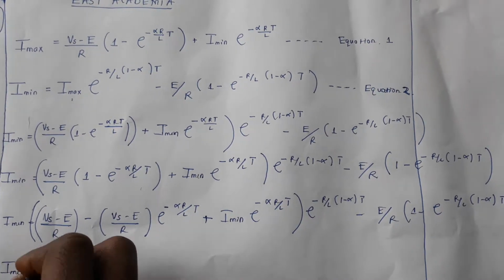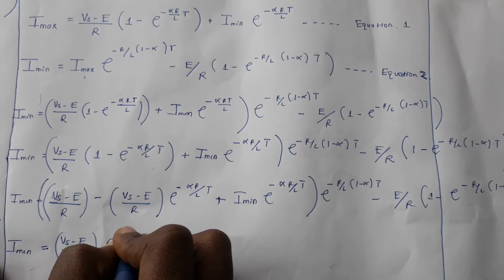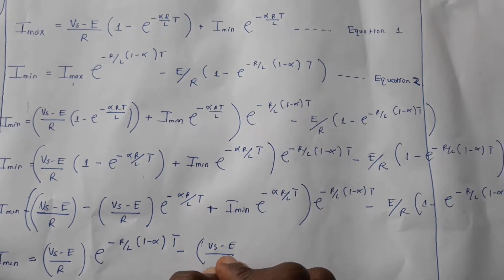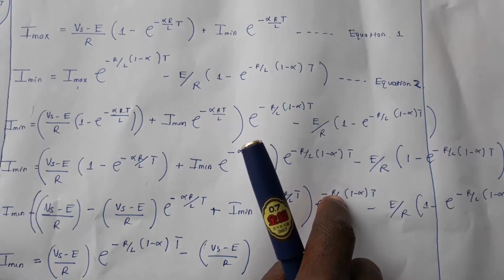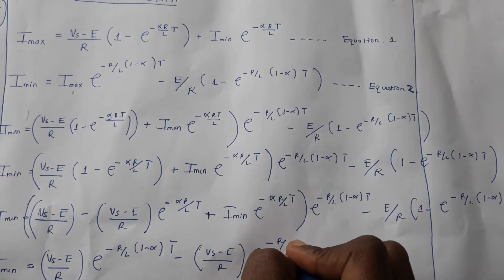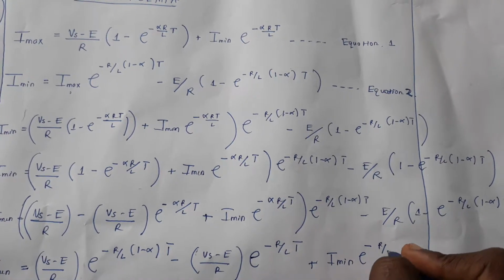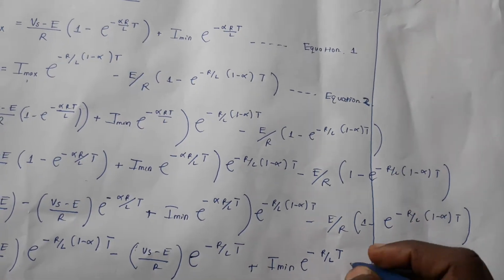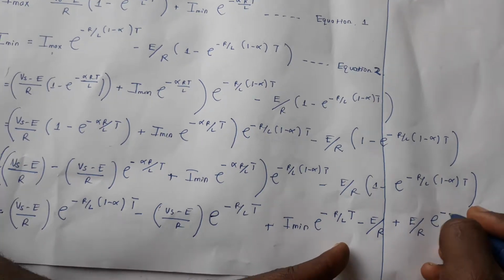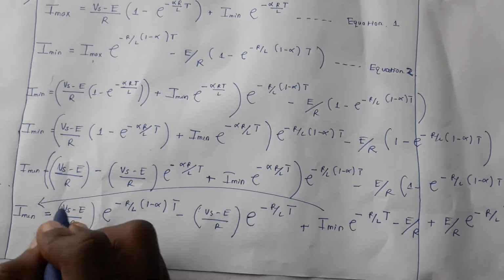Imin is equal to (Vs minus E) over R exponential minus R over L (1 minus alpha) T, minus (Vs minus E) over R. In this case you have this multiplied by this, which we've done in the previous video, and yields nothing but minus R over L T. Then plus this times this, Imin exponential minus R over L T. Then this we get nothing but E over R plus E over R exponential minus R over L (1 minus alpha) T. So we can take Imin to this other side.